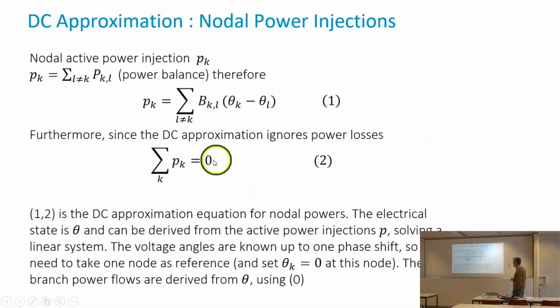As we see, it's fairly crude. It ignores completely the power losses, but the benefit is it's completely linear. We see that if we take the angles as state variables, we have powers that depend linearly on the angles.